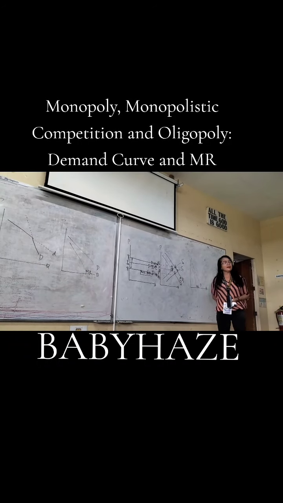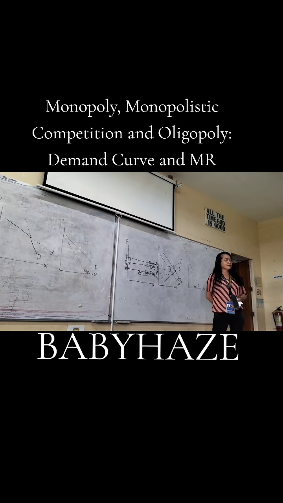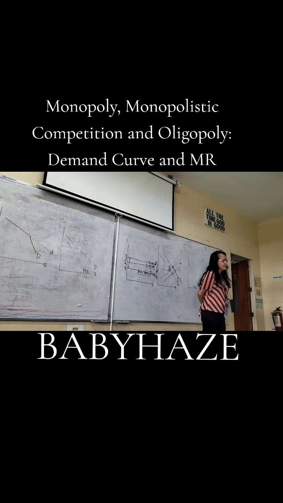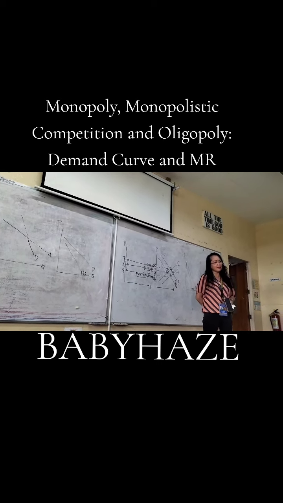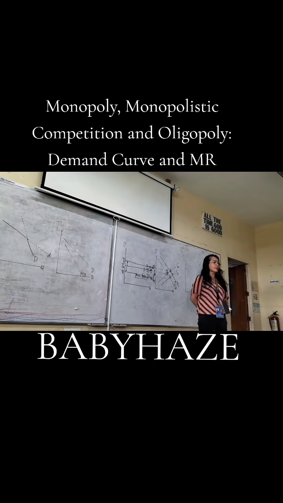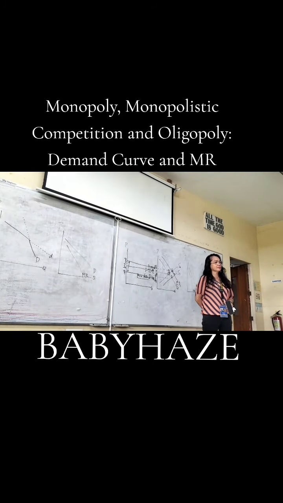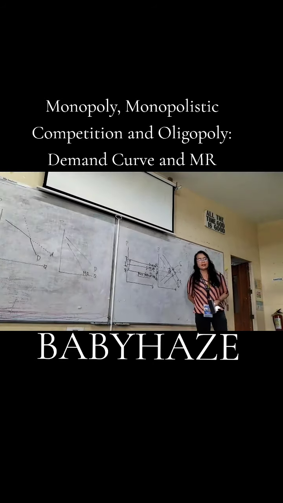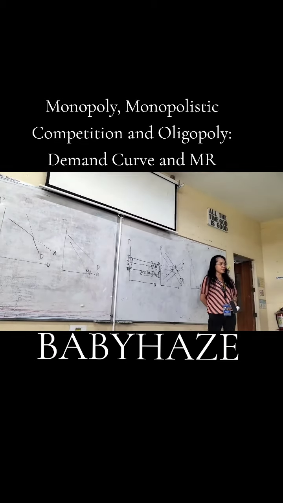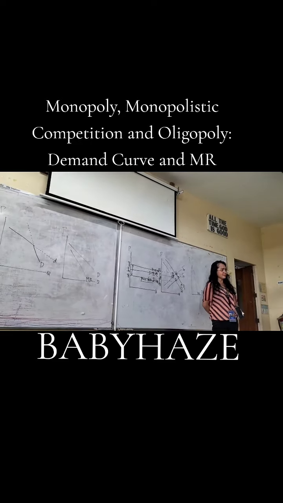In monopoly, the demand curve is highly inelastic, since there is only one seller selling a unique type of product. So the seller is a price maker. The seller can set his own price.